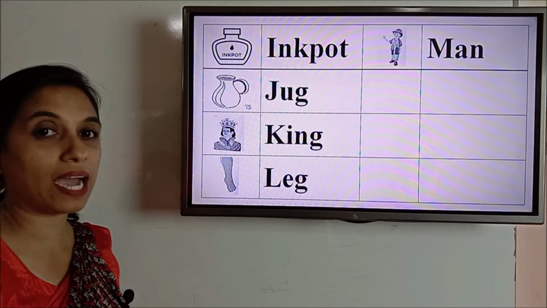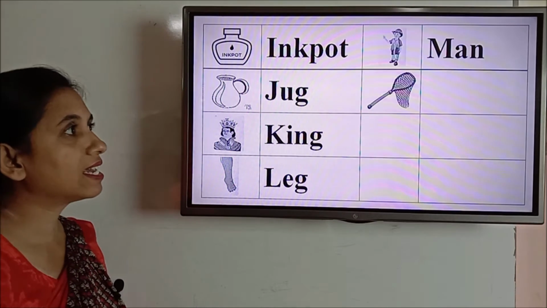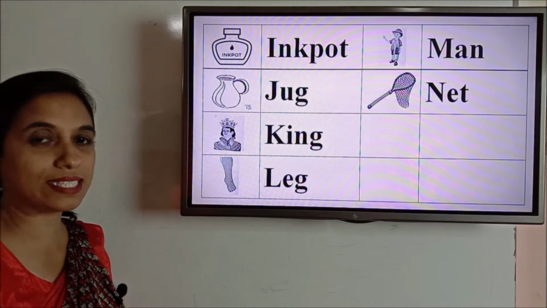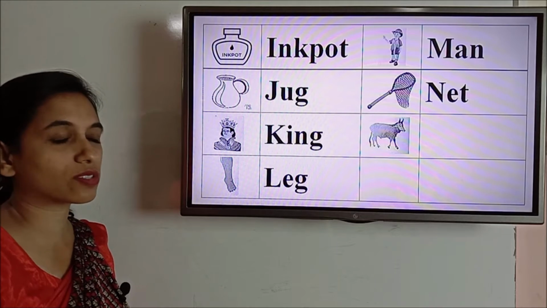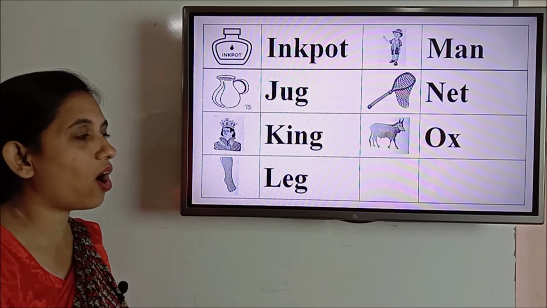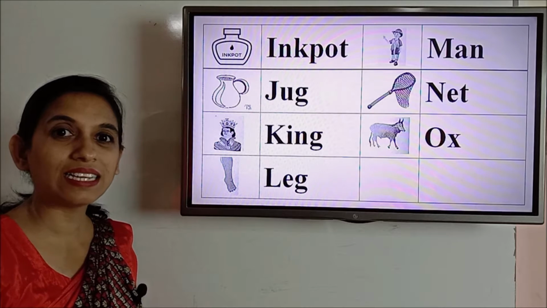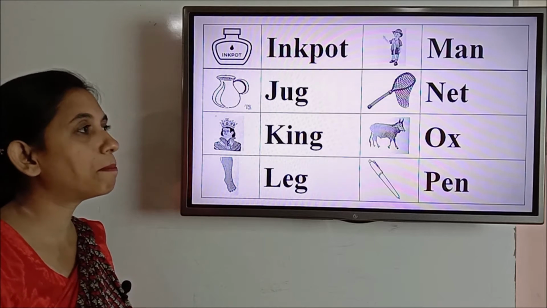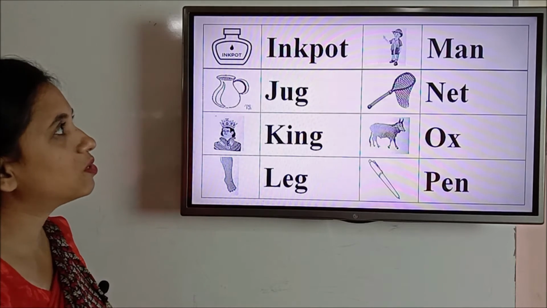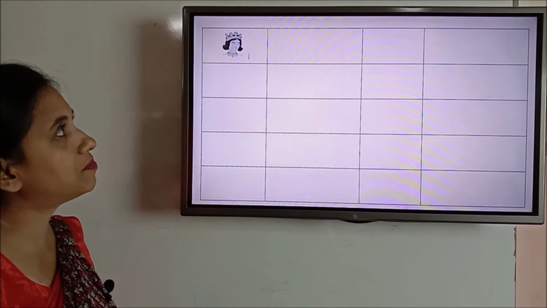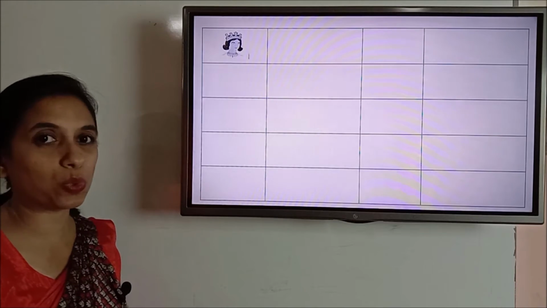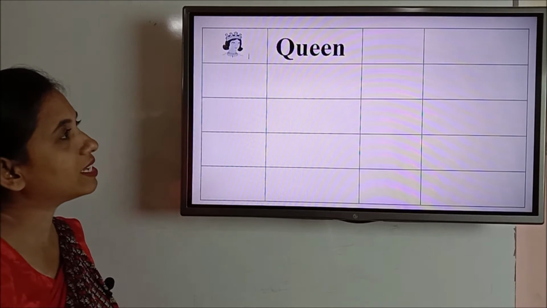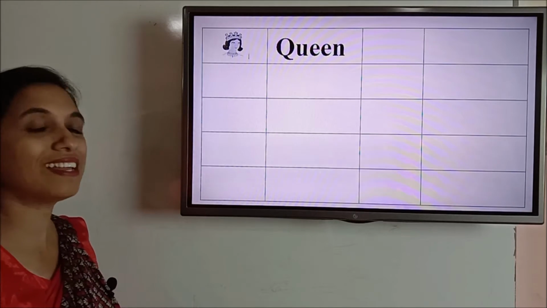Man mane manush. Net. N-E-T, net. Net mane jal. Ox. O-X, ox. Ox mane ki sharp. Pen. P-E-N, pen. Very good. So, let's see. Q. Q for queen. Q-U-E-E-N. Queen mane rani.